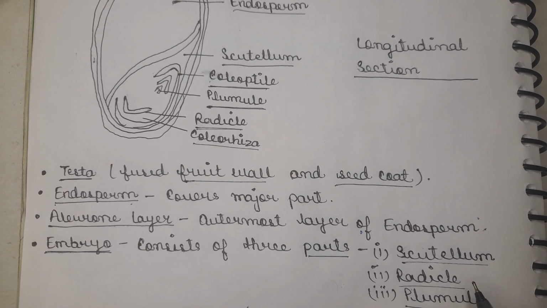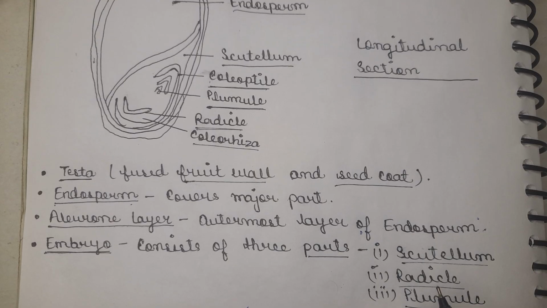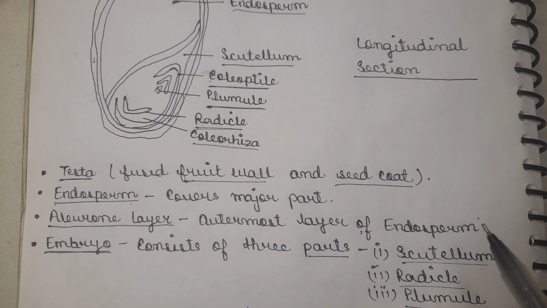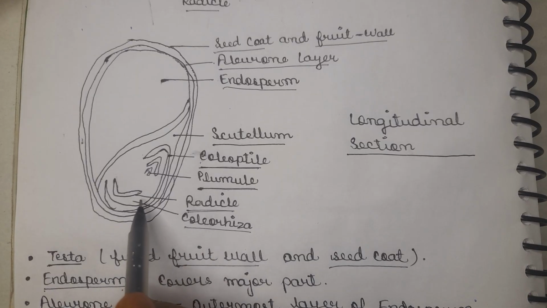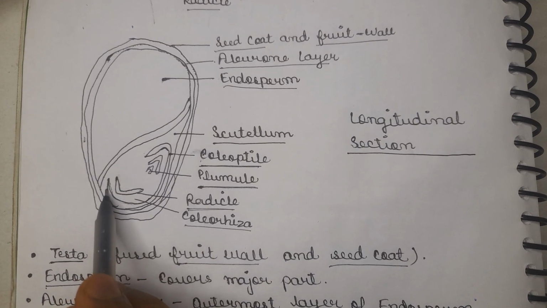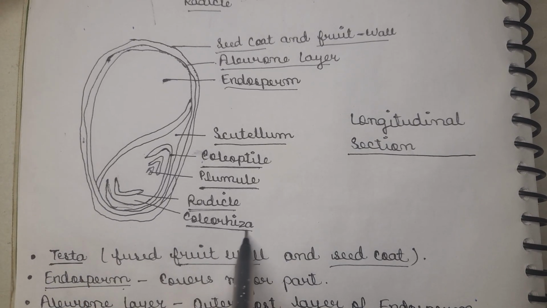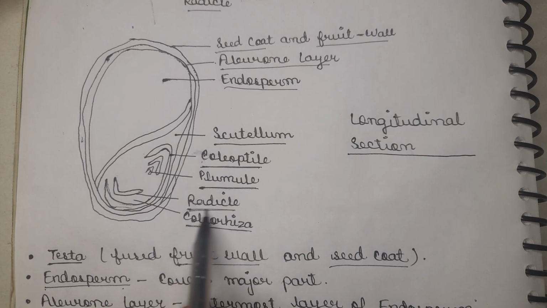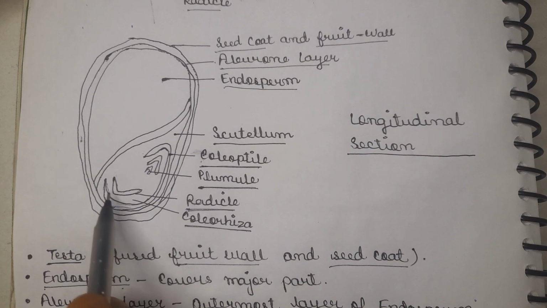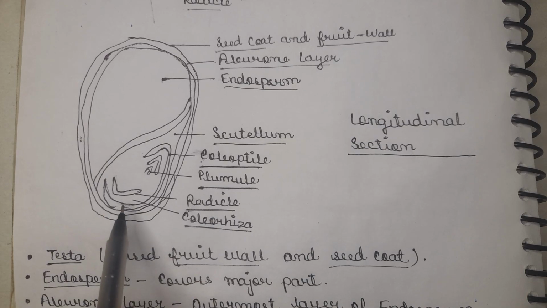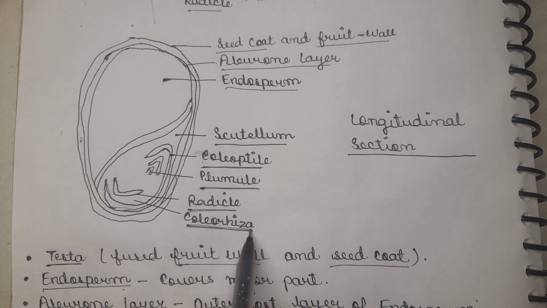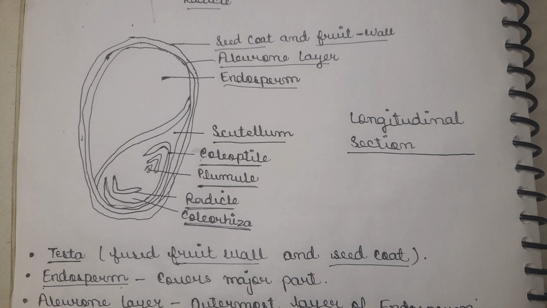The radicle is present toward the pointed end of the grain and is enclosed in a protective sheath. Now if you look at the diagram, this downward structure is termed the coleorhiza, and above this there is the radicle. So this coleorhiza is the protective layer for the radicle, or a protective sheath known by the term coleorhiza. For what? For the radicle.